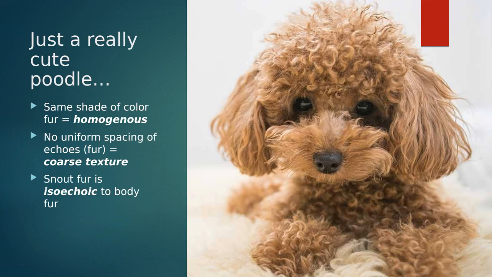This cute little poodle here is the same quote-unquote shade of gray, or in his case shade of brown. So he's going to be considered homogeneous. If you look at his fur, it's not the same throughout his whole body, right? His snout fur versus his ear fur versus the little curly cues on the top of his head, those are all different. So he's going to have a coarse texture. And his snout fur is going to be considered isoechoic to the rest of his body. All of his different regions are very similar in terms of echogenicity, although he's not very similar in terms of texture.